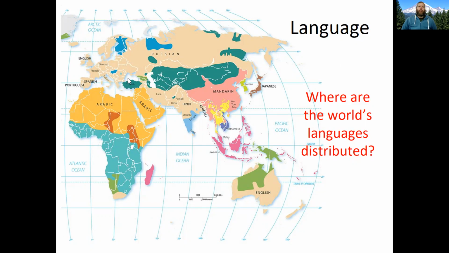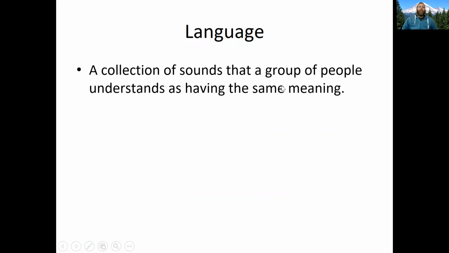But first thing I want to do is define language. As it says here, language is a collection of sounds that a group of people understand as having the same meaning. Again, we're on page 23 at the top, and that's where you can be jotting down some of these notes. So essentially, that's all language is. By the way, if you're wondering what's a dialect, or how do you decide if something's a language versus a dialect, we will talk about that more in the next couple days. So don't worry about that.